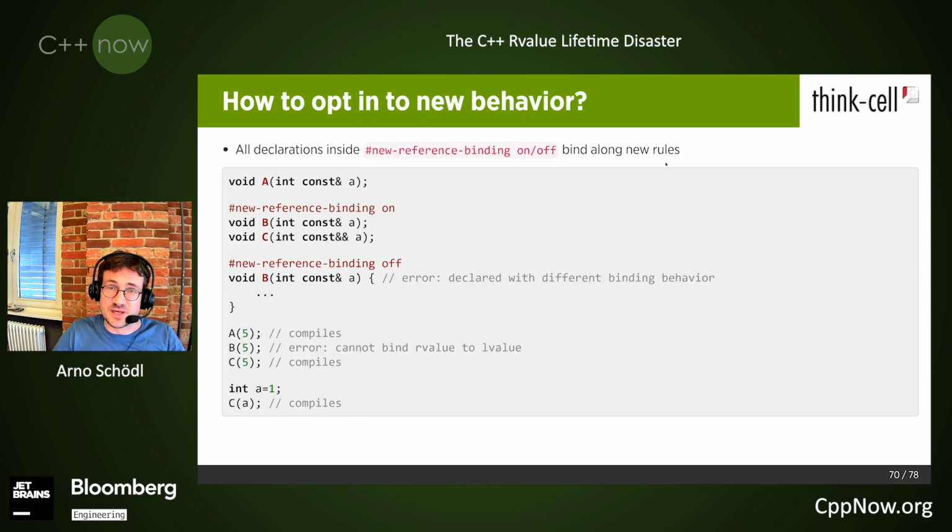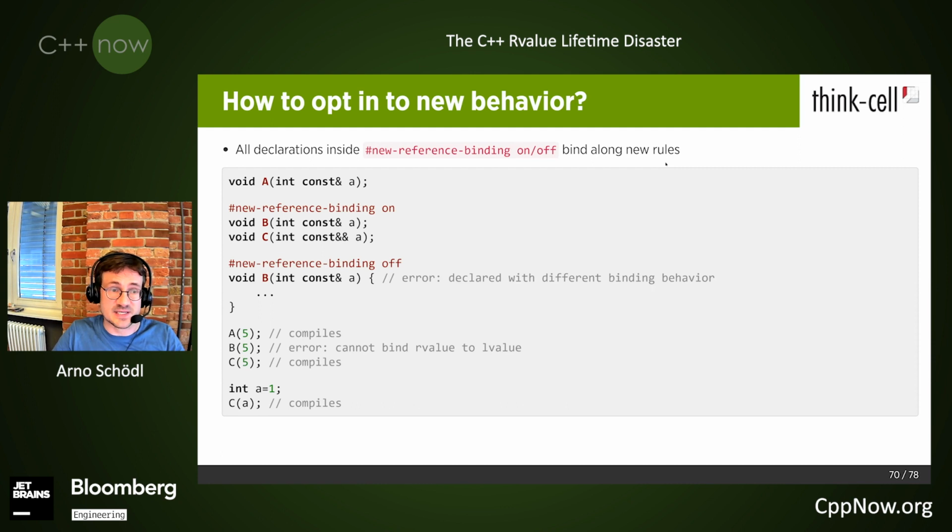Now, this would look like this. You declare a void A, and that's outside of our pragma. There, the old rules apply. If you call it with A5 down there, this compiles because 5 is an rvalue, but a const reference takes anything. Now, if you switch on the new rules, then the B5 would no longer be okay, because the const lvalue reference, according to the new rules, does not take rvalues.